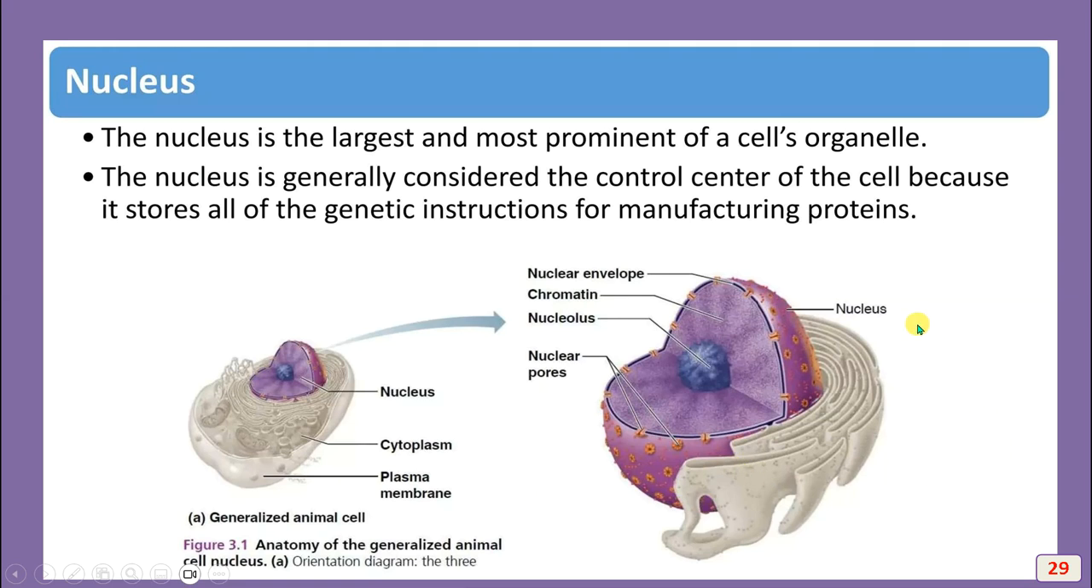So this is the rough endoplasmic reticulum. Then the nuclear pores are specially designed for a particular cell. Chromatin is the one which gives color to different types of cells. Here is the nucleus, and inside the cell there is one nucleolus.